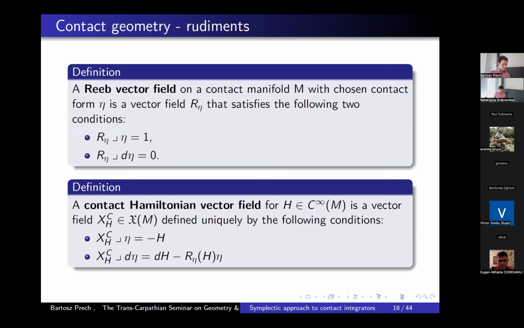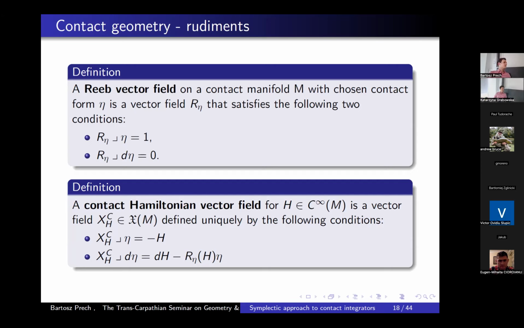And yes, so let's go to the topic of dynamics. In the literature, it's usually defined by the Reeb vector field and then the contact Hamiltonian vector field. So a Reeb vector field is defined by these two conditions: its inner product with eta is 1 and its inner product with d eta is 0. It depends on the choice of the contact form. In general, it can be only defined locally, but it is uniquely defined by this condition.